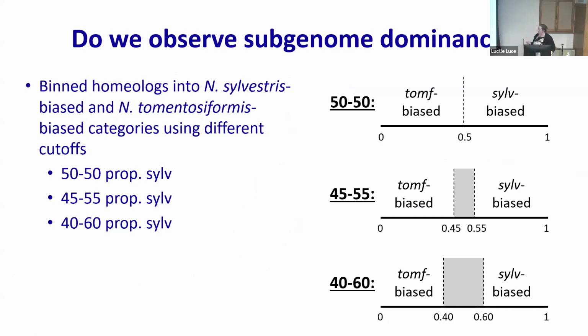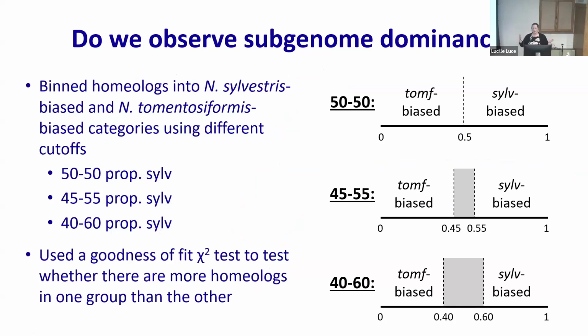Okay, so to really answer that question of whether we have subgenome dominance, what I did is I partitioned or grouped these genes into either a sylvestrous bias group or a tomentosiformis bias group, and then did a chi-square test to see whether we had a skew in where those genes fell. But we did this in several different thresholds. So first, naively, I just split it down the middle. And if it was bigger than 50%, I put it in sylvestrous bias. If it was smaller than 50%, I put it in tomentosiformis bias.